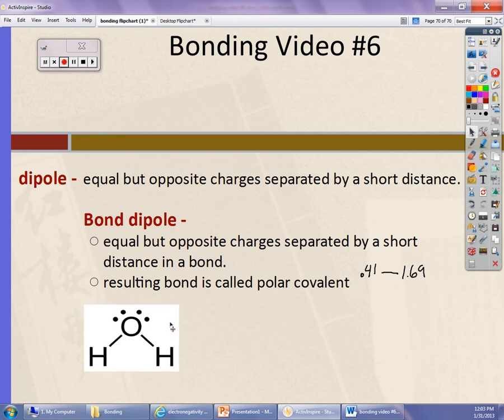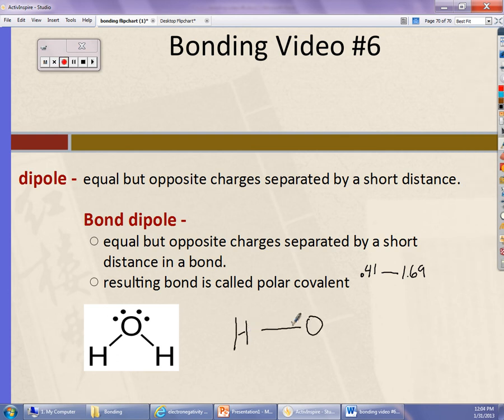Taking a look at our water molecule, let's show what the bond dipole looks like. If you had a bond between hydrogen and oxygen, see our bond, the electrons are going from the hydrogen to the oxygen. So that when you're done, oxygen is slightly negative and hydrogen is slightly positive. Now this symbol right here is, like in the Greek alphabet, it means slightly negative. It's not a full negative charge, it's a slight one. If it was a full negative charge, it would be an ionic bond. And this side is slightly positive.